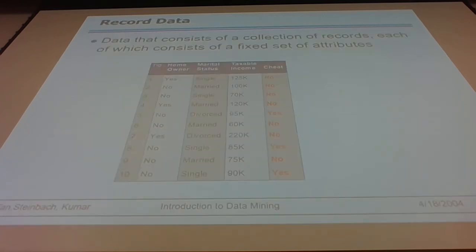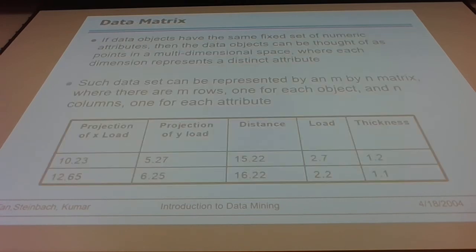So these are some examples of record data. This we don't need to go through. This is pretty simple on its own. A data matrix is where you have some attributes and you have some records. The attribute versus record matrix is a data matrix.